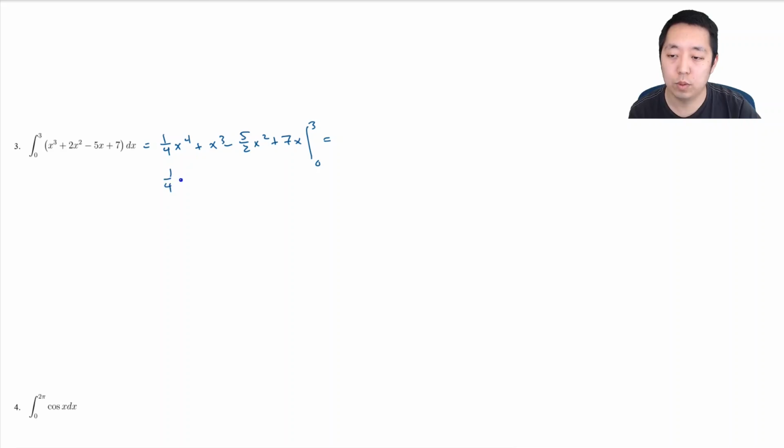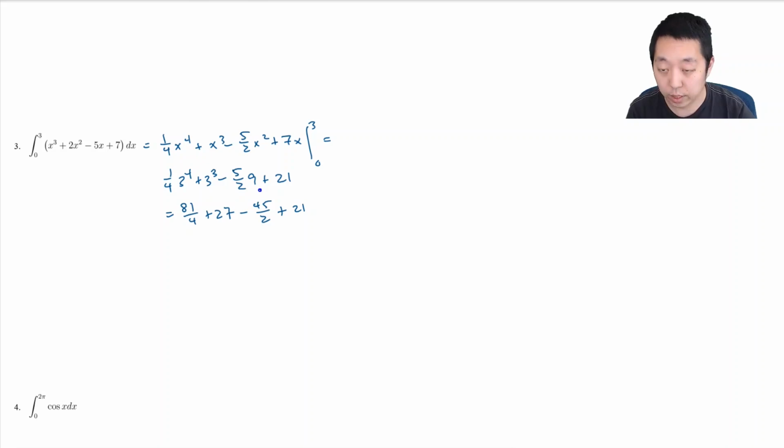So this is going to be 1/4 3 to the 4th plus 3 cubed minus 5/2 3 squared, which is 9, plus 3 times 7 is 21. So this is 81 over 4 plus 27 minus 45 over 2 plus 21. This is kind of a lot of numbers, so I'll just use my calculator for it. 81 divided by 4 plus 27 minus 45 by 2 plus 21. And that is 45.75. Okay.